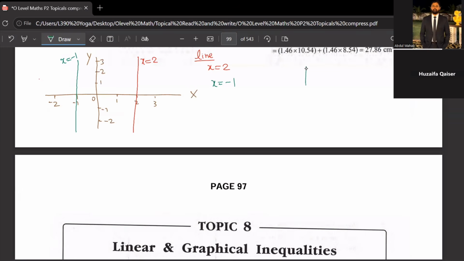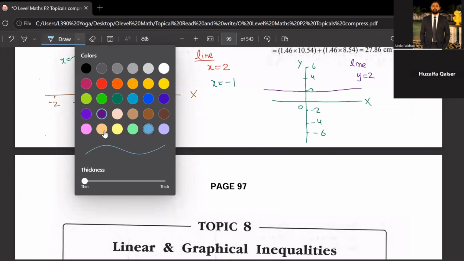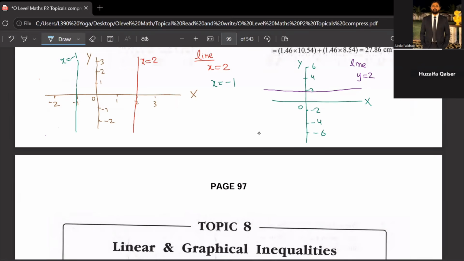Now, if I say you have the same x-axis and y-axis, at 0, and it's written 2, 4, 6, and -2, -4, -6. If I say draw the line y is equal to 2, you just draw a line parallel to the x-axis passing through this. So this is the line y is equal to 2. And if I say draw the line y is equal to -6, you just draw a line parallel to the x-axis, which is y is equal to -6.